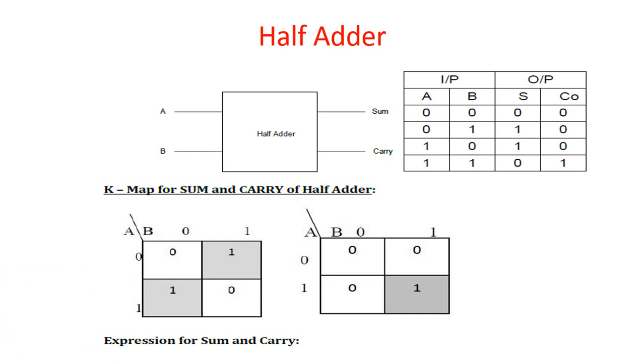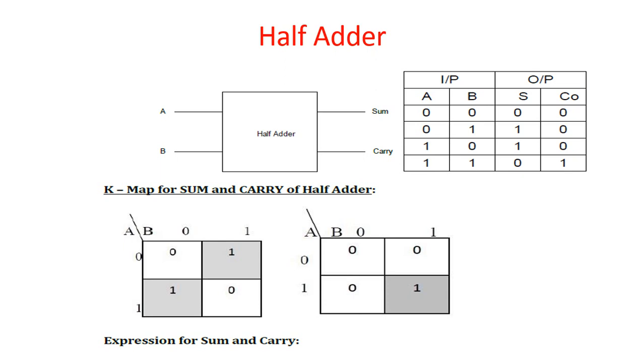For the addition, 0 plus 0, sum is 0 and carry is 0. For 0 plus 1, sum is 1 and carry is 0. For 1 plus 0, sum is 1 and carry is 0. The inputs are 1, 1, output sum is 0 and carry is 1.